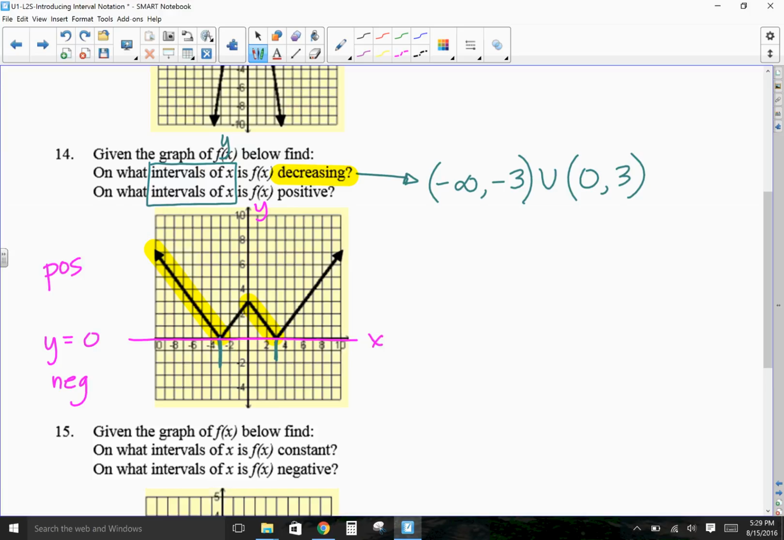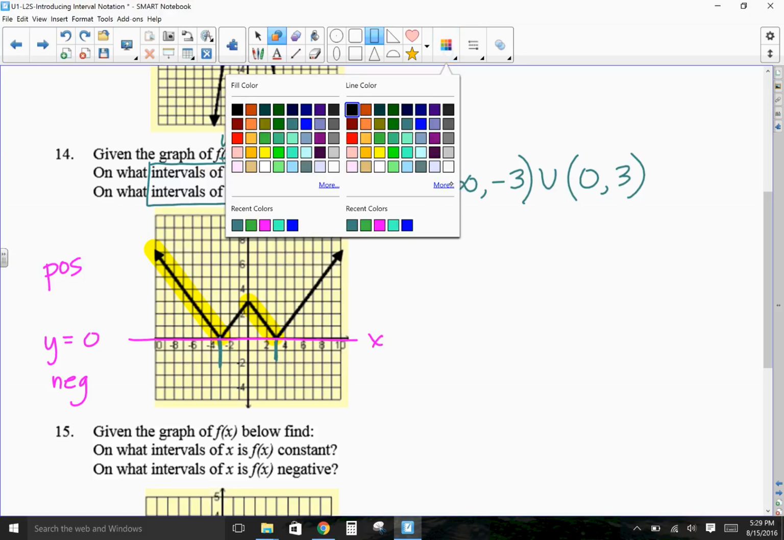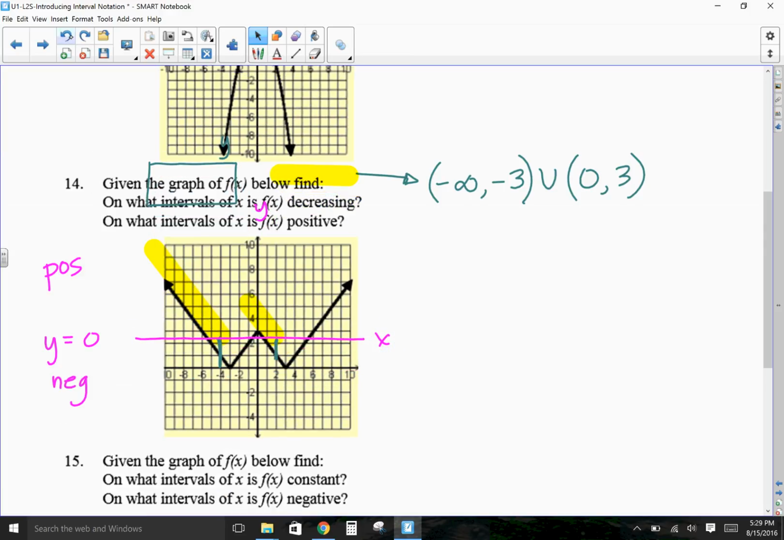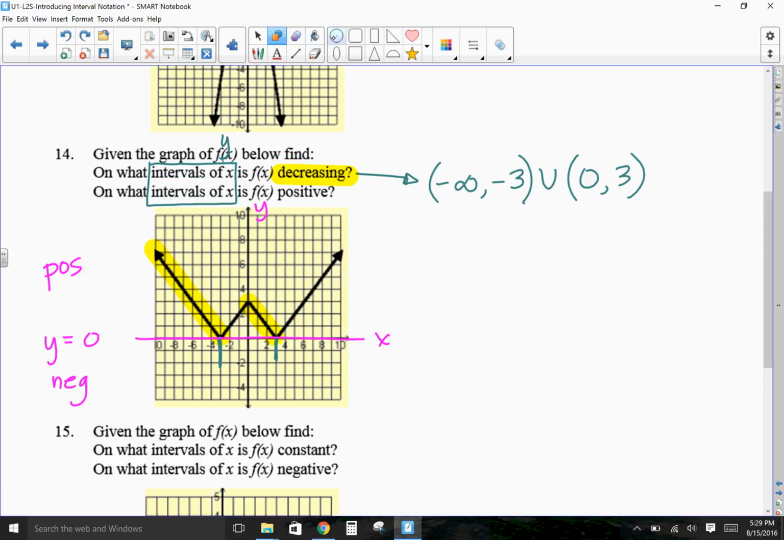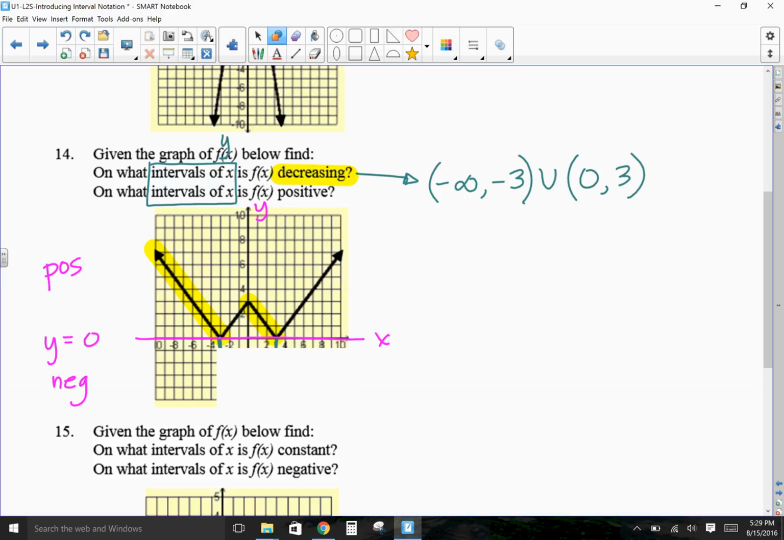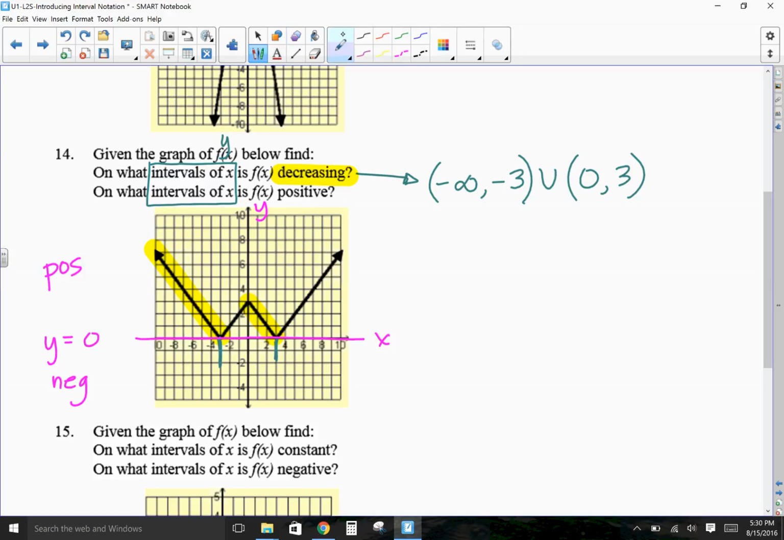If it's asking for positive values, I might suggest taking your hand and covering up the part where y is equal to 0 and below. So I'm covering up the bottom of my graph because it's only asking me where the positive is. That's a way for you to determine which values are positive if it's easier for you to see it like that.